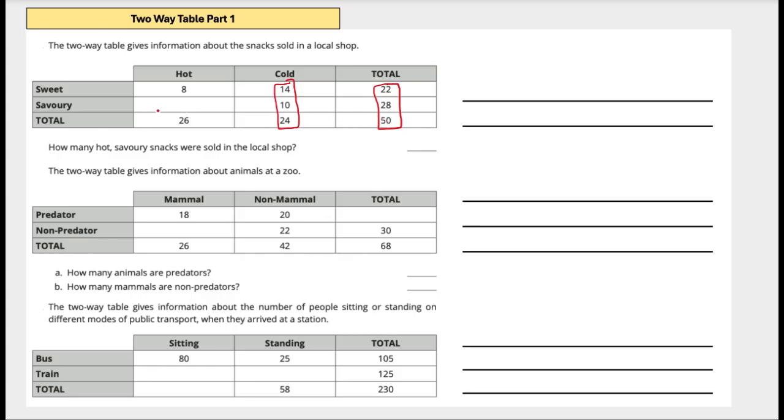So now what it's asking us is to find how many savoury hot snacks were sold at the shop. Now to do that, all you've got to do is, you've got your total, it's 26. So we're going to do 26 subtract 8 will give us our missing number, and it's 18. So the question is, how many hot savoury snacks were sold in the local shop? We know it's 18. That's it. We found the missing number.